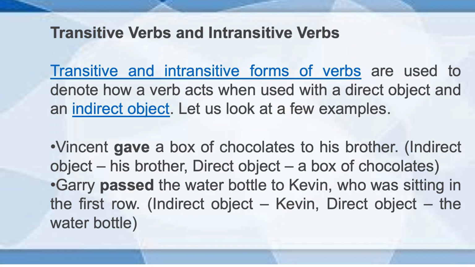Vincent gave a box of chocolates to his brother. Which is the indirect object in this particular sentence? His brother. Direct object will be a box of chocolates. Gary passed the water bottle to Kevin, who was sitting in the first row. Here, who is the indirect object in this particular sentence? It is Kevin, and the direct object becomes the water bottle.